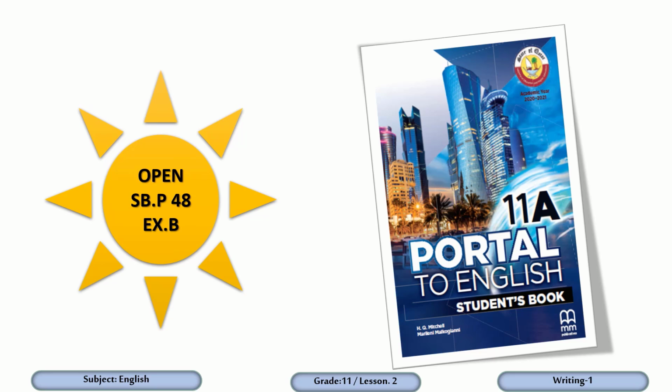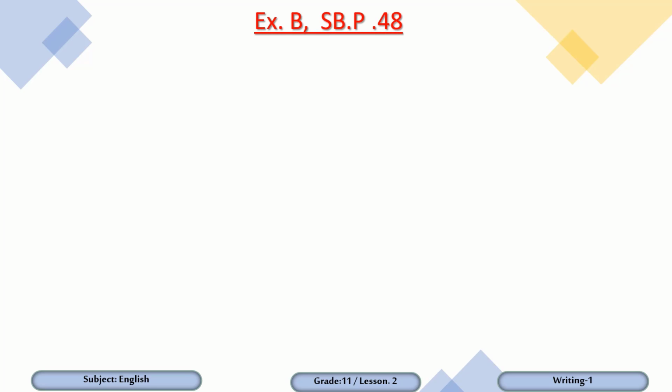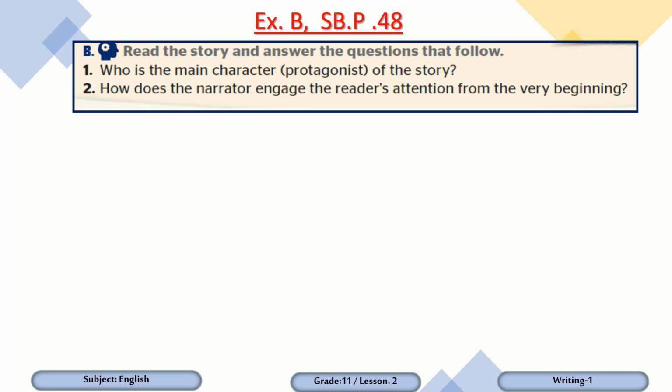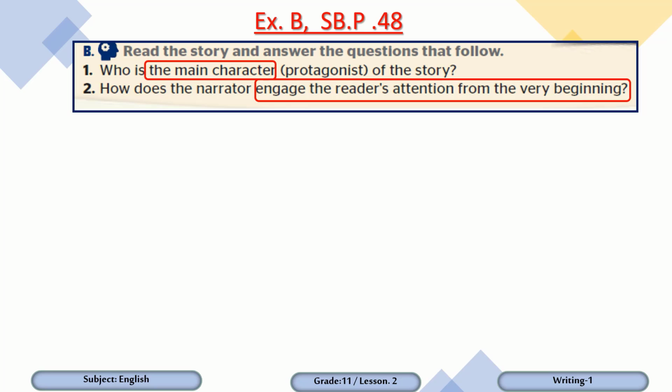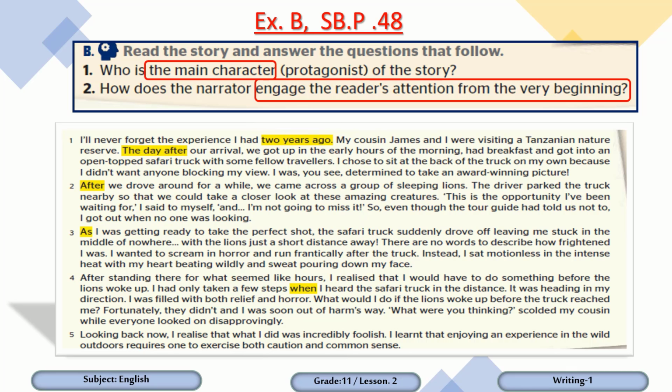Now please open the student's book, page 48, exercise B. Dear students, please make sure that you are opening your student's book on page 48, exercise B. Now, read the story and answer the questions that follow. Question number 1. Who is the main character or the protagonist of the story? So, we would like to know the main character in the story. Question number 2. How does the narrator engage the reader's attention from the very beginning? In other words, how does the narrator attract the reader's attention from the beginning of the story?